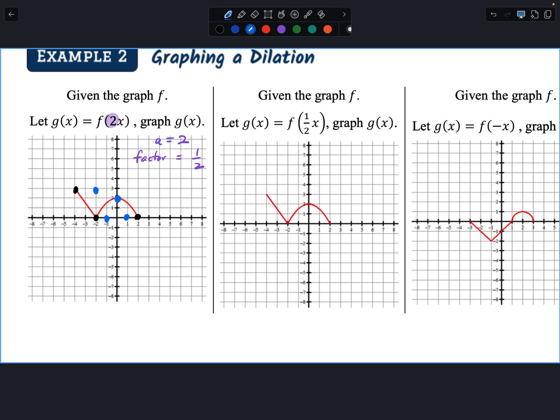Okay, so it's kind of like an accordion. That's what I think about. Just take it and kind of squish it. So it's going to look like that. Cool. Questions?